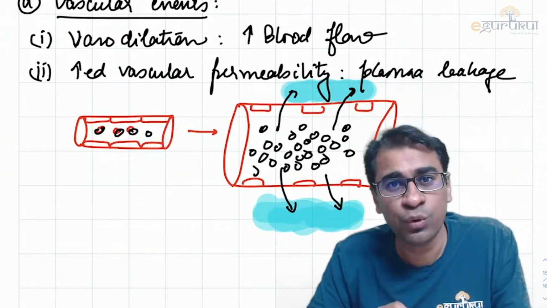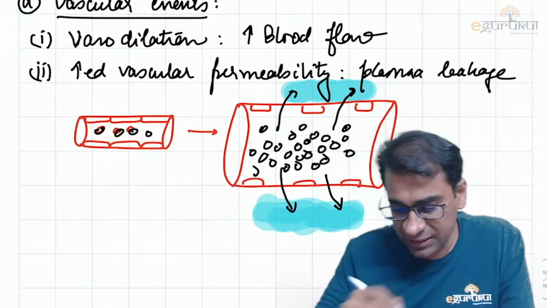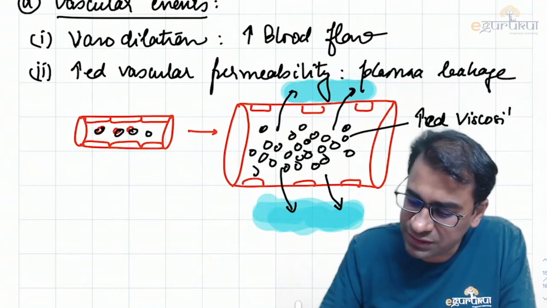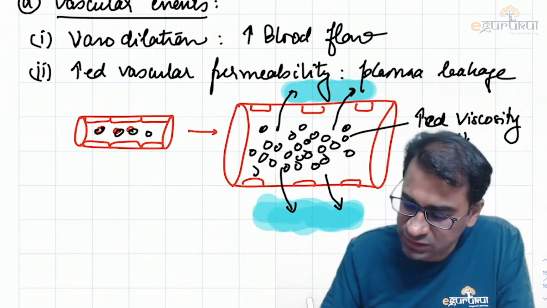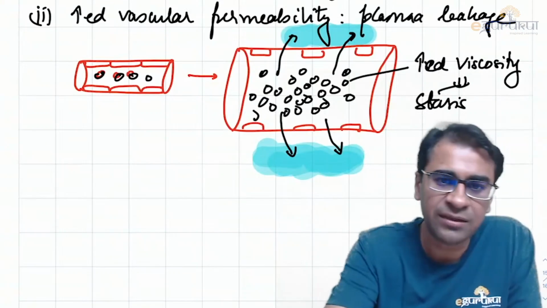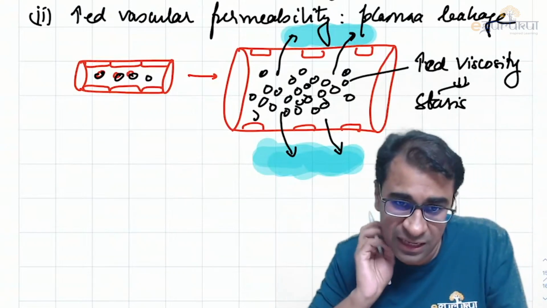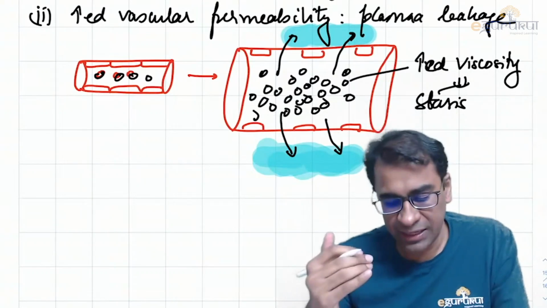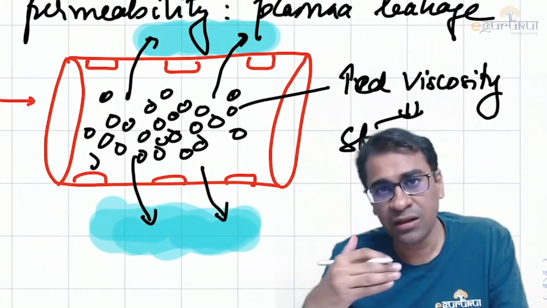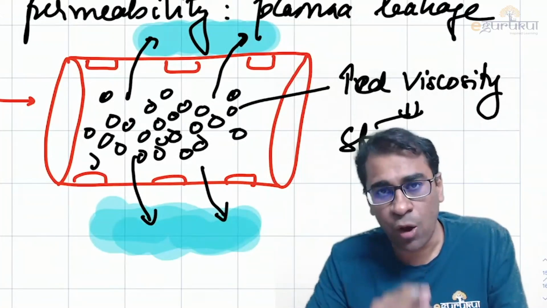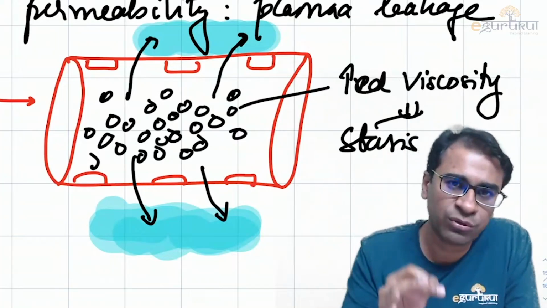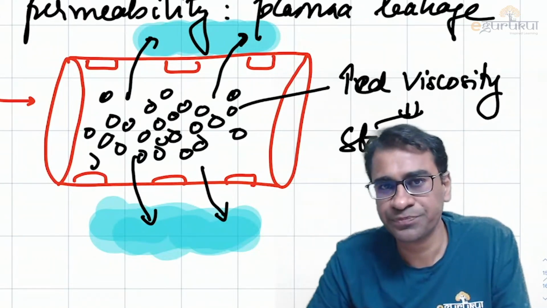Yes, it will lead to hemoconcentration, and this hemoconcentration will lead to increased viscosity, and increased viscosity will lead to stasis of the flow. So basically, what is the change with increased permeability? There is stasis. The velocity of the blood will decrease. That's the main change occurring due to the vascular event of inflammation.